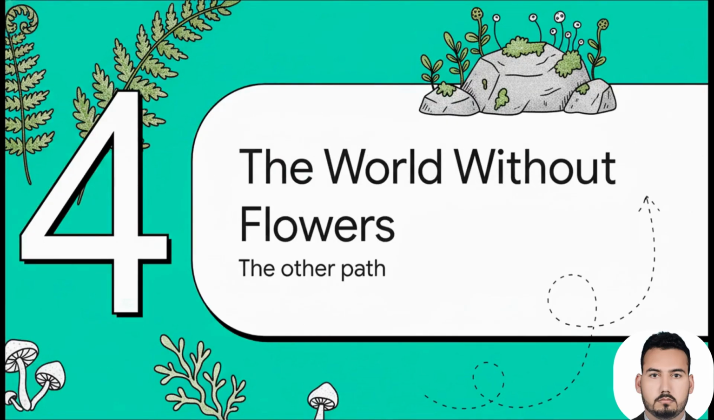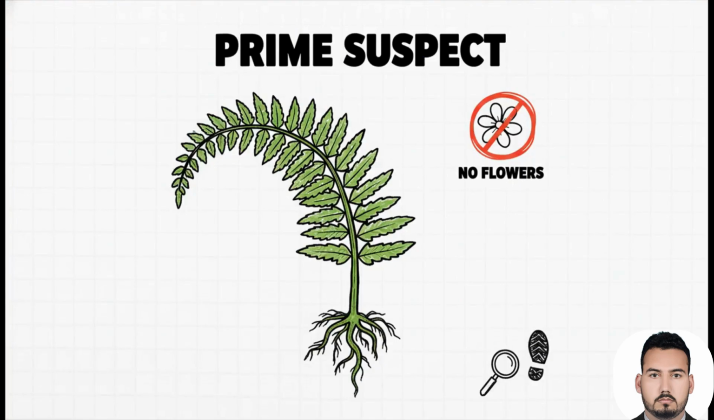But remember that other path we could have taken back at the beginning? Let's double back and explore the mysterious world of plants that don't produce any flowers at all. Our prime suspect in this category is going to be the classic fern. I'm sure you've seen these everywhere. They've got roots, they've got stems, and they've got those beautiful leaves that we call fronds. But one thing you will never, ever find on a fern is a flower.